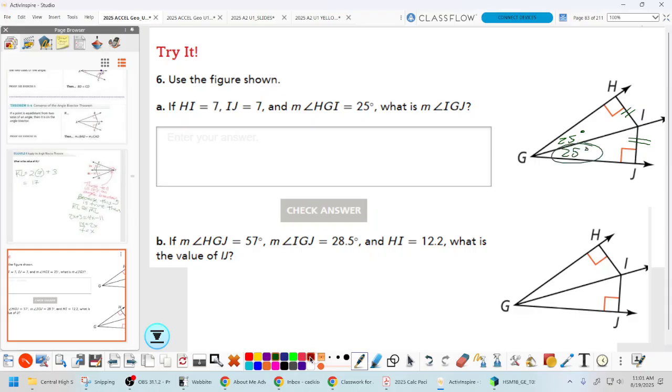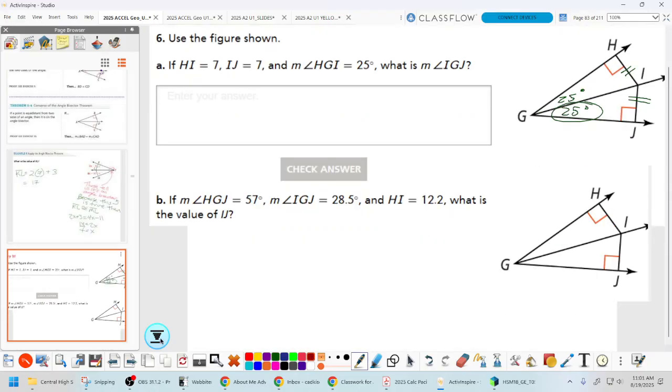Alright, tell me about this next one. If HGJ is 57 and IGJ is 28.5, what does that tell you about this angle? Yeah, and by what geometry concept do we know it is also 28.5? AAP, right? These have to add up to the total. So by the AAP, this is 28.5 also.